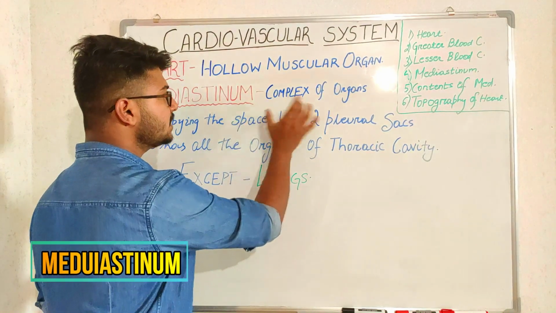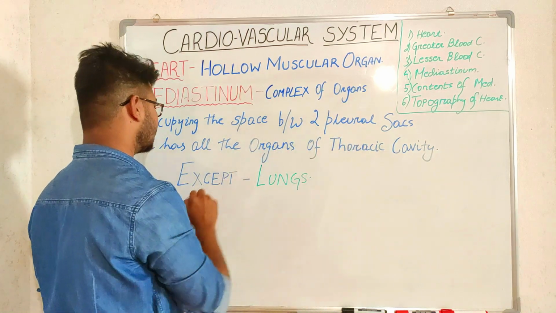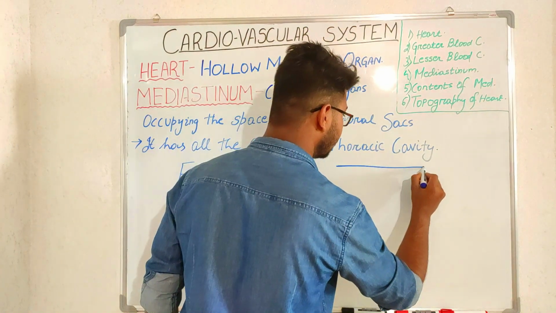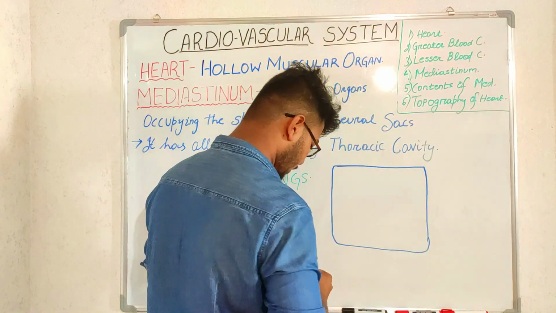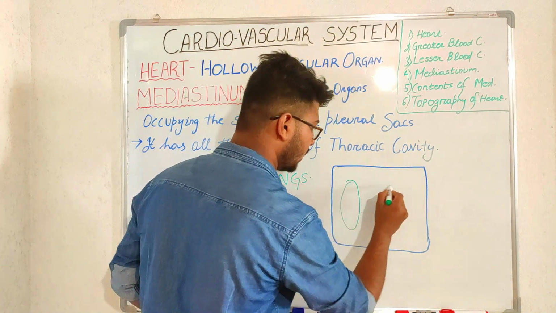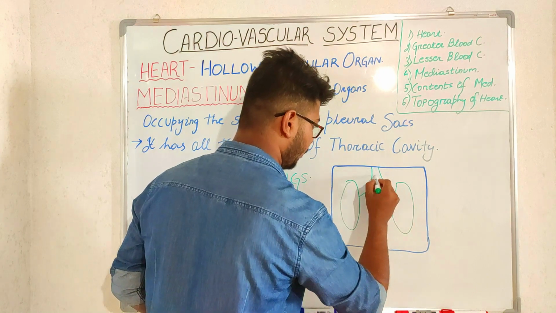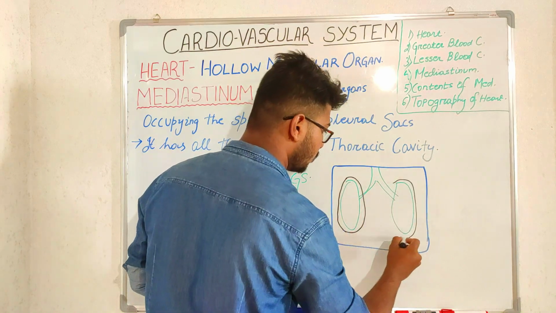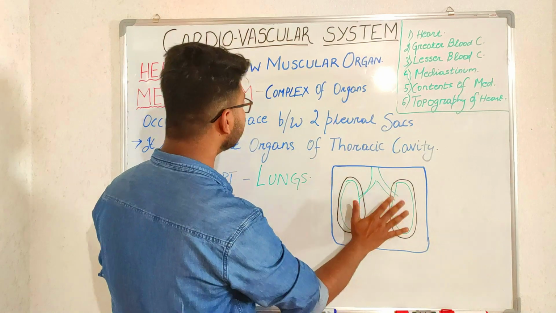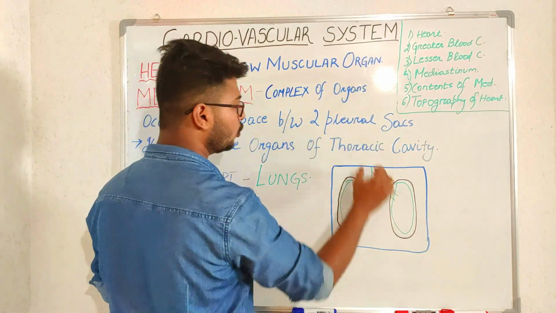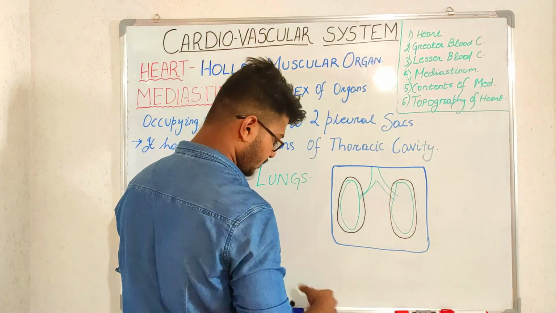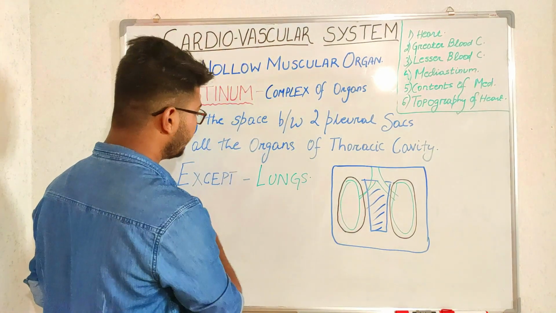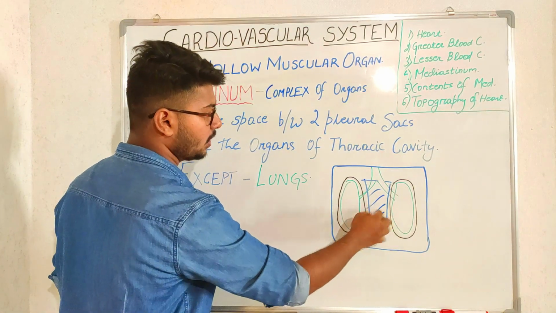Then what is the mediastinum? The mediastinum is a complex of organs occupying the space between two pleural sacs, and it has all the organs of the thoracic cavity except the lungs. What does this mean? If this is the thoracic cavity or the trunk, and these are the two lungs, the outer covering of the lungs is known as the pleural sacs. The organs present in the space between the two pleural sacs, this potential space, is known as the mediastinum because it doesn't contain the lungs. The lungs are outside, and the space in between them is known as the mediastinum.